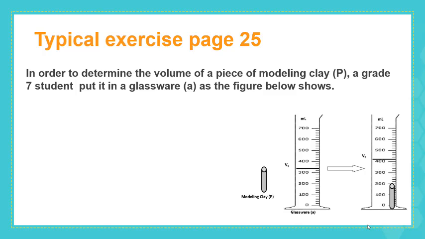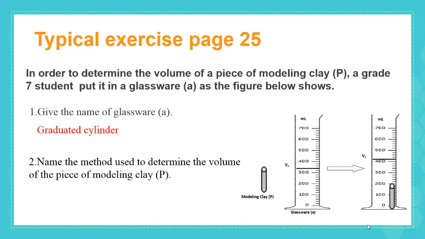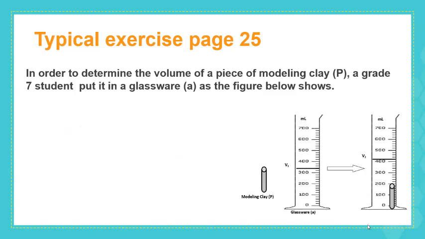That's great. Question 1. Give the name of glassware A. It is a graduated cylinder. Question 2. Name the method used to determine the volume of the piece of modeling clay P. It has two names, either immersion or water displacement. Question 3. Determine the volume of the piece P.